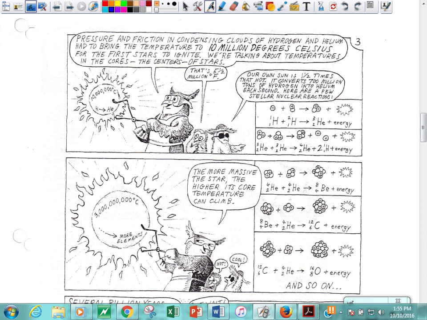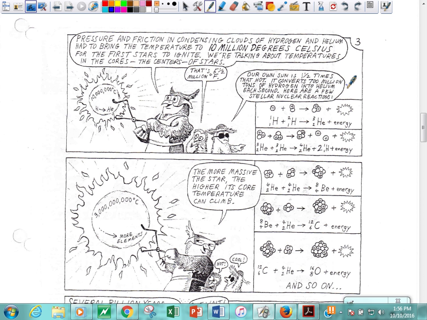Next page. Follow along. It says pressure and friction in condensing clouds of hydrogen and helium had to bring the temperature to 10 million degrees Celsius for the first stars to ignite. We're talking about temperatures in the cores, the center of stars. And this little guy says, that's 5.5 million degrees Fahrenheit. Incredible temperature inside the core of the stars. And then this owl says, our own sun is 1.5 times that hot. It converts 700 million tons of hydrogen into helium each second.